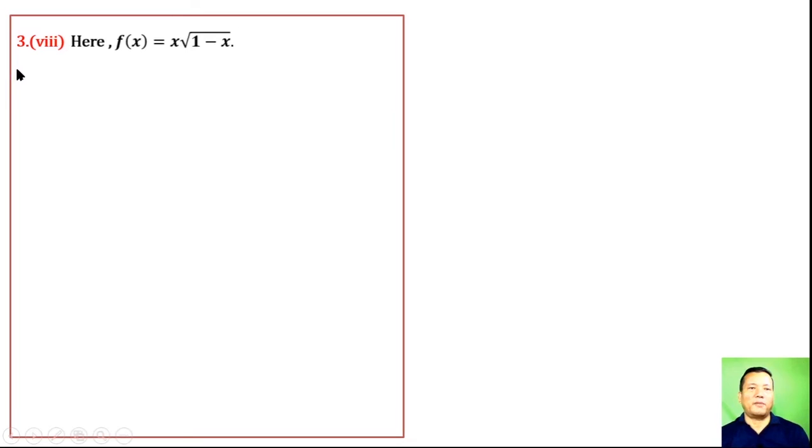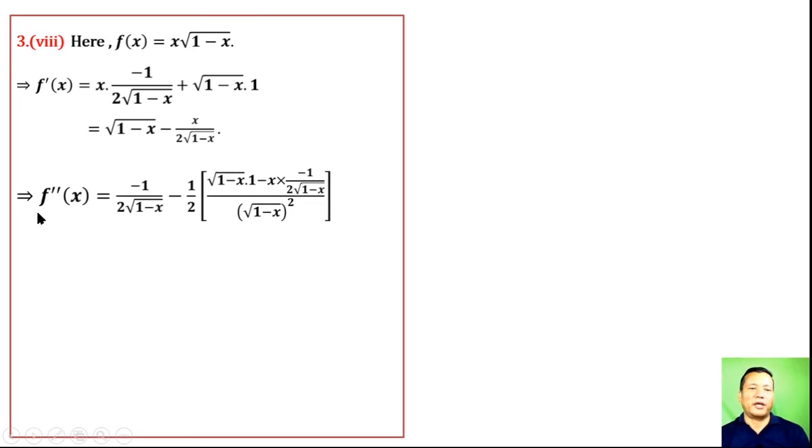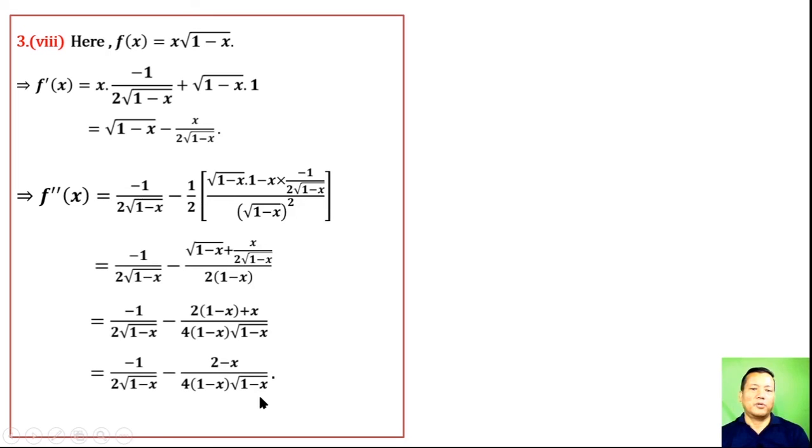Question number 3, Roman number 1, f(x) is x root over 1 minus x, and first order derivative applying product rule, we get this. Again, second order derivative is, we get this. Simplifying, we get this.